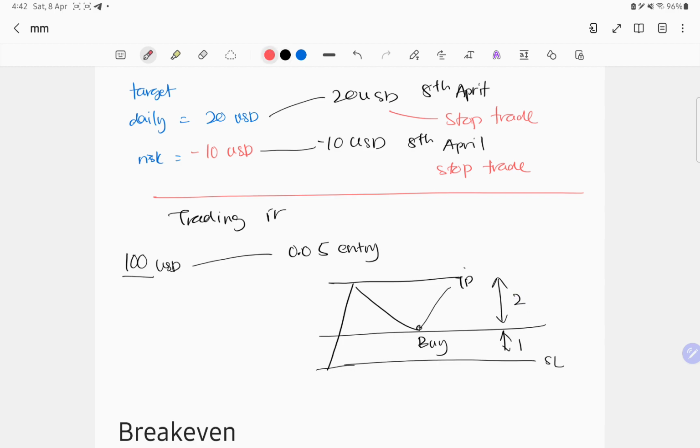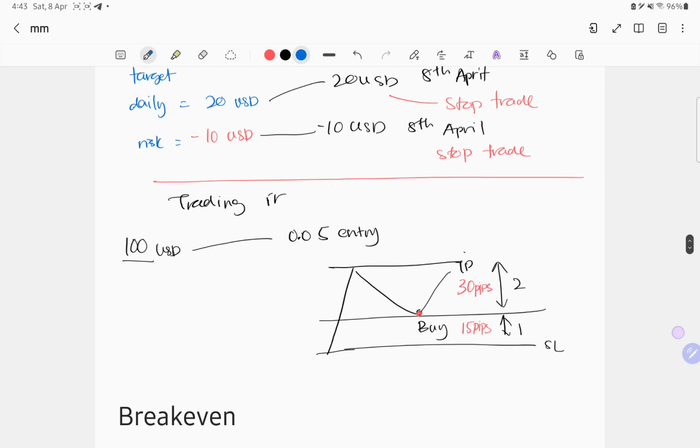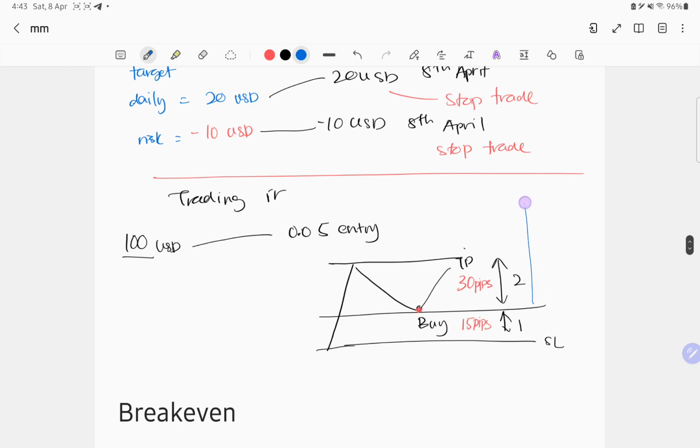Okay, how does this work? Let's say you buy here, your TP should be around 30 pips. Your SL should be around 15 pips. This is considered as 1 to 2. If you can do it like this, where your TP is around 60 pips and your SL is still 15 pips, this is even better, but this one may have a high win ratio.